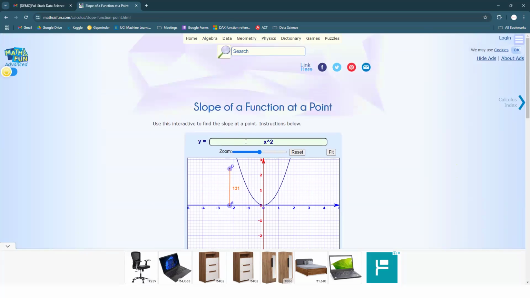And there are so many different types: y equals x square, y equals 3x, y equals 3 times x plus 5. How does this line look like this?